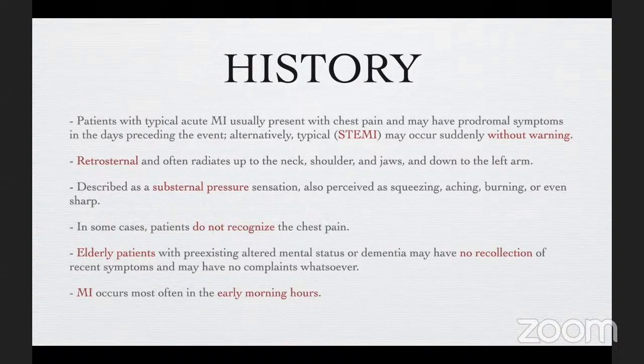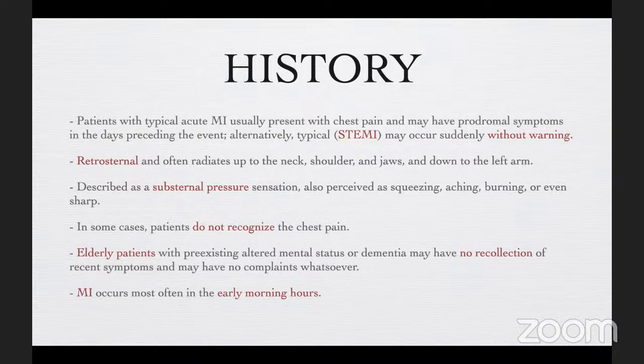In some cases, patients do not recognize the chest pain. Maybe they have unusually high pain threshold or have a disorder that impairs pain perception and results in a defective anginal warning system, like in diabetes. In addition, some patients may have an altered mental status caused by medication or impaired cerebral perfusion. Elderly patients with pre-existing altered mental status or dementia may have no recollection of recent symptoms and may have no complaints whatsoever.